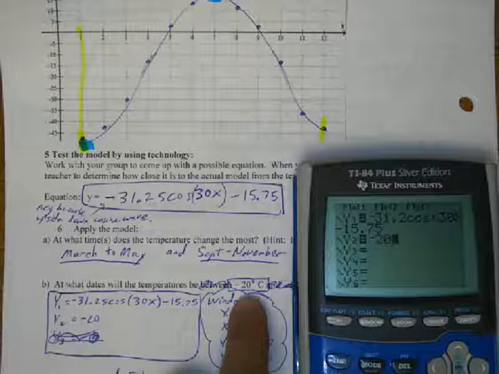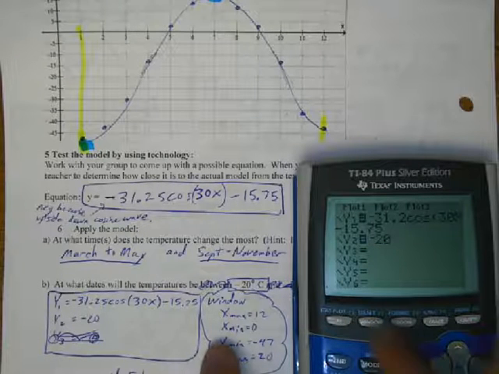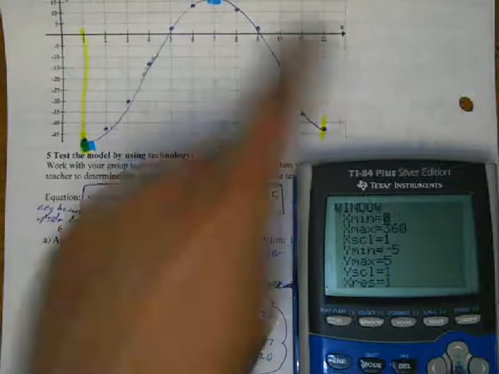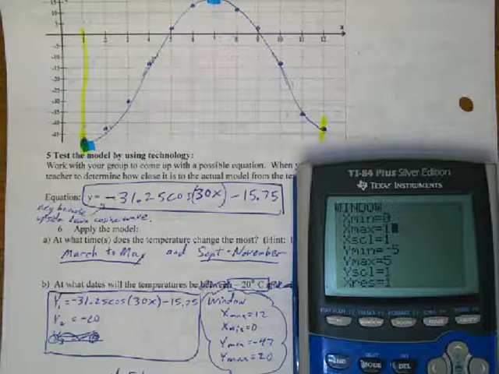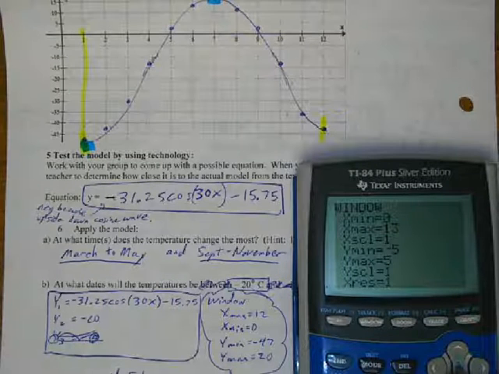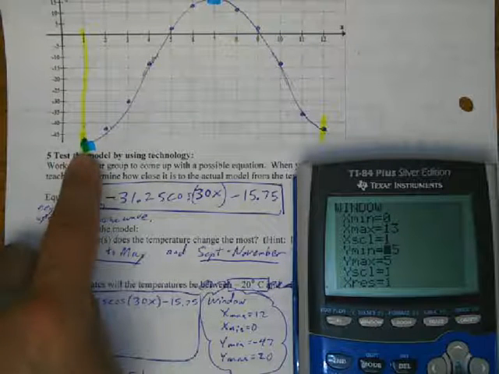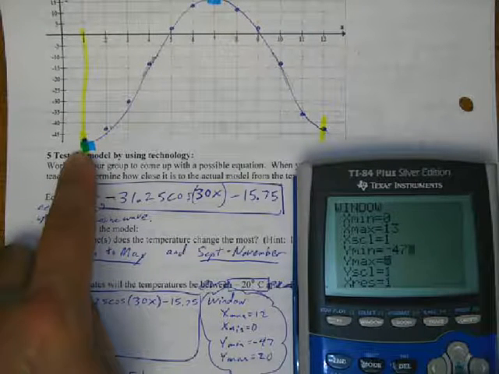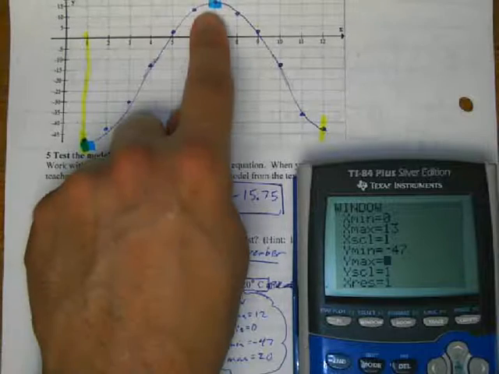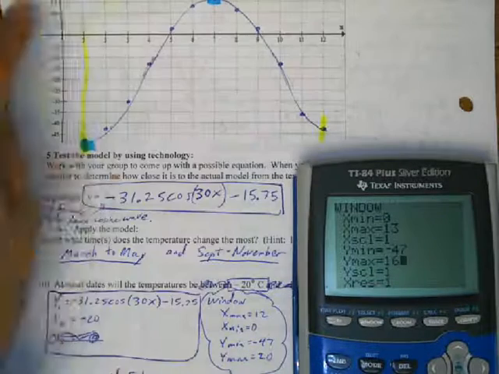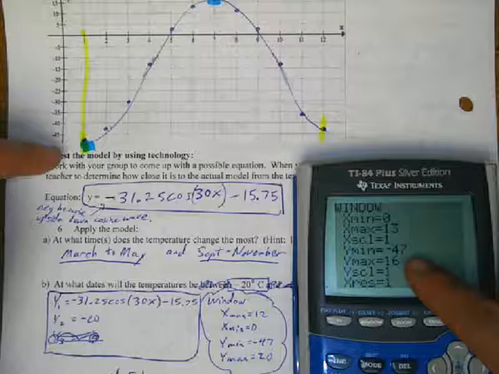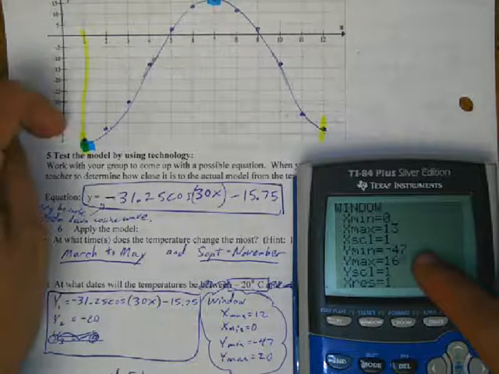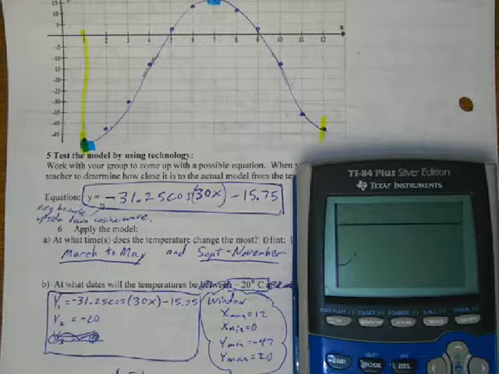Okay, and so now I need to change my window, and my x max here is going to be 12. I'm just going to make it 13 for fun. And my y min, let's make it negative 47. And the y max, let's make it 16. Okay. And so I've looked at my graph, and I've used that to help me decide the y min and y max. And now I can graph it, and I'll see the graph that we have here.